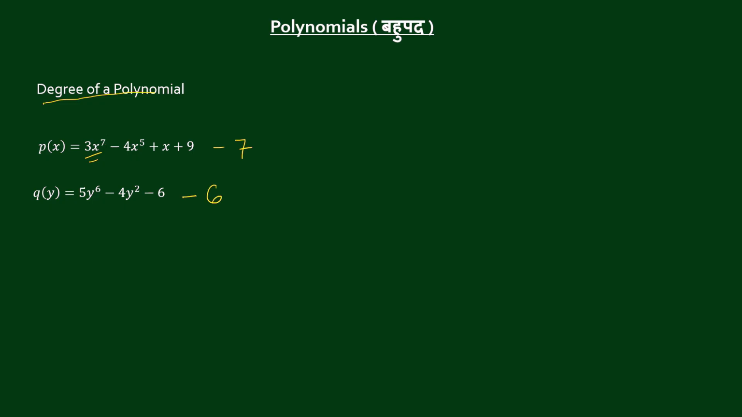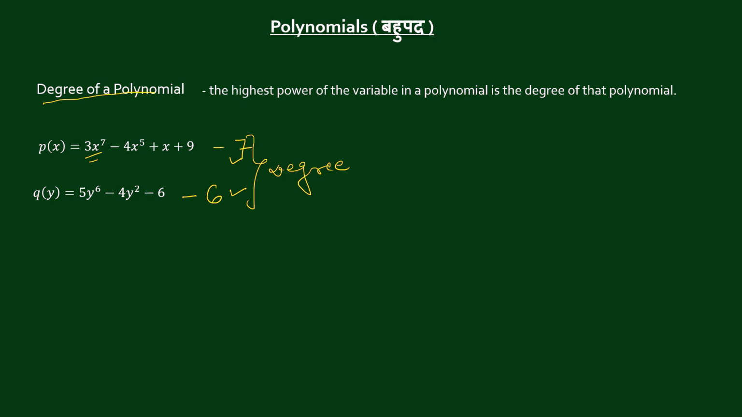So किसी भी पॉलिनोमियल में जो वेरिएबल है उसके हाईएस्ट पावर को उस पॉलिनोमियल की डिग्री कहते हैं. सो इस पॉलिनोमियल की डिग्री हो गई 7 और इस पॉलिनोमियल की डिग्री हो गई 6. So the highest power of the variable in a polynomial is the degree of that polynomial.